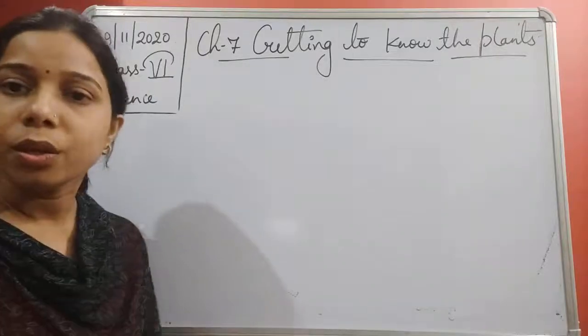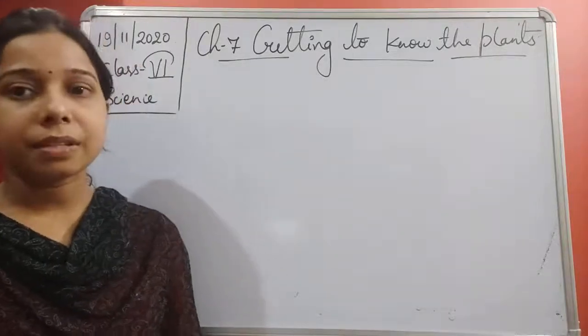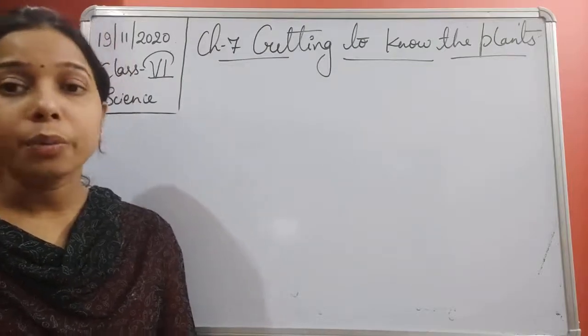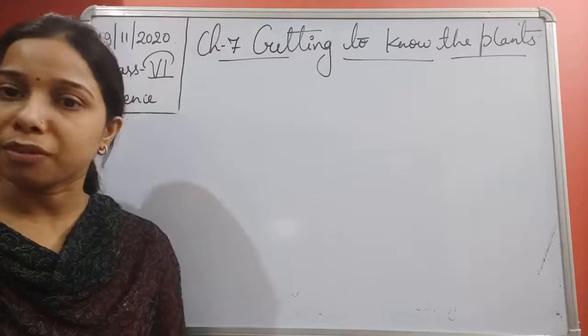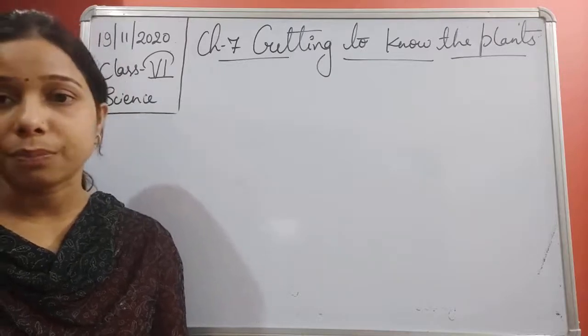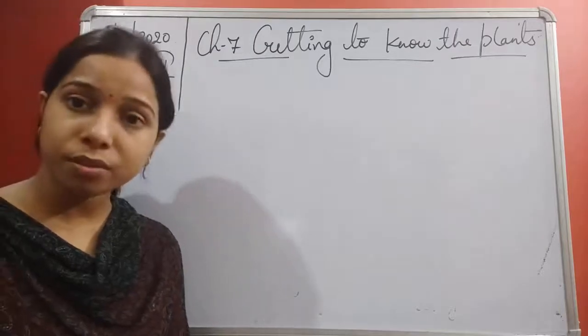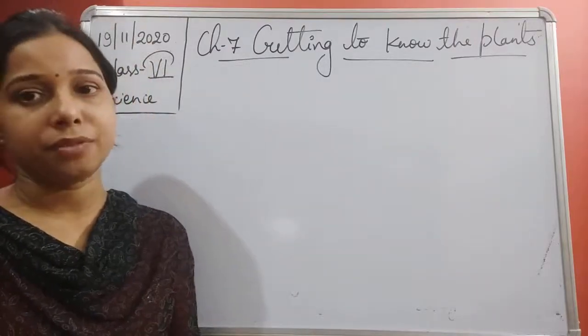Hello students. In the previous class, in the chapter Getting to Know the Plants, we were talking about the different parts of the plant. What are the different parts of the plant, students? That is the roots, stem and the leaf.